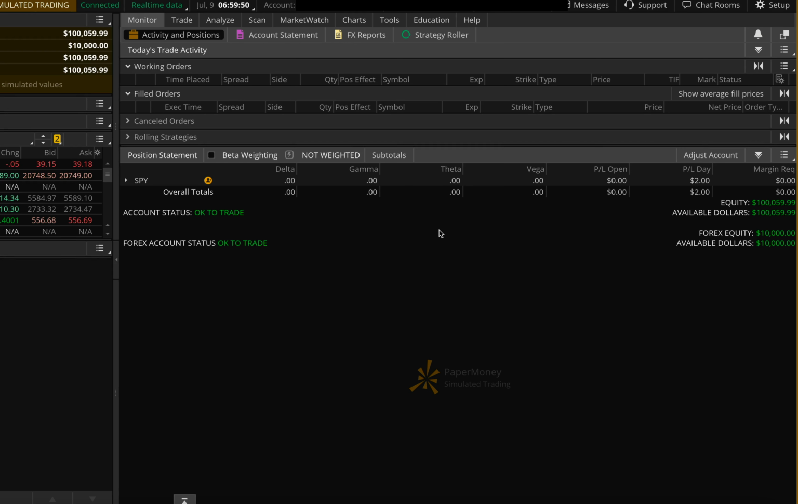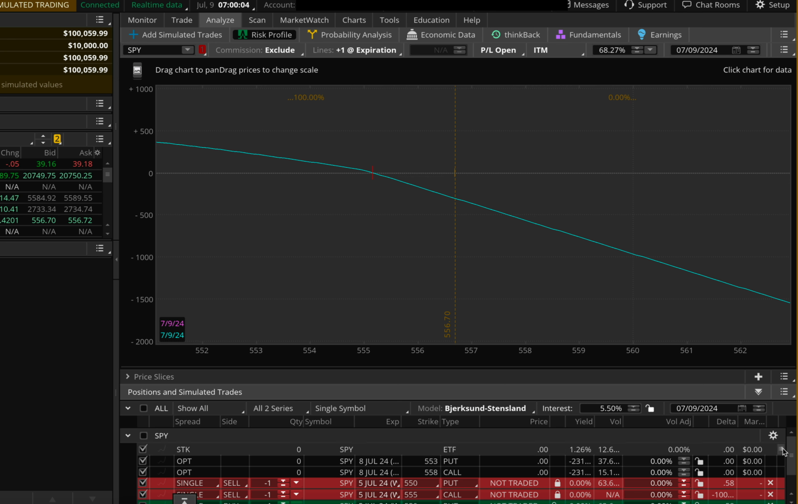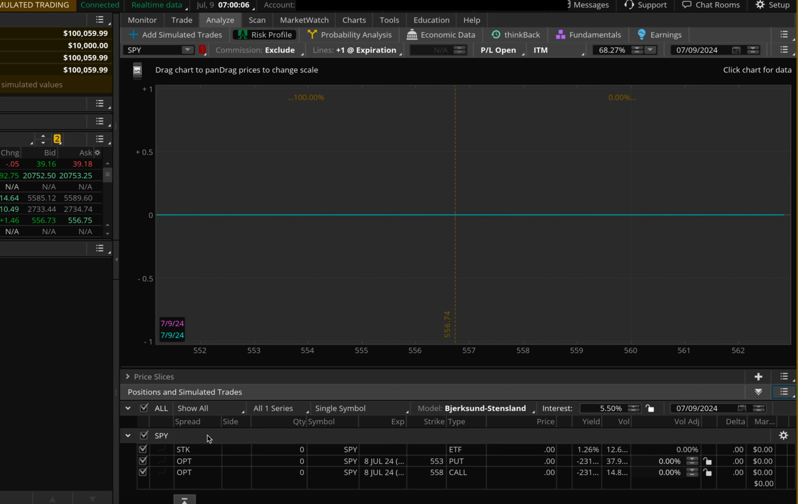Here we go. It's July 9, 6:59 a.m. And we're going to get our SPY Strangle trade on. So here we go. Let's go over to the Analyze tab. I'm going to clear out all this stuff. Those are old trades from yesterday.